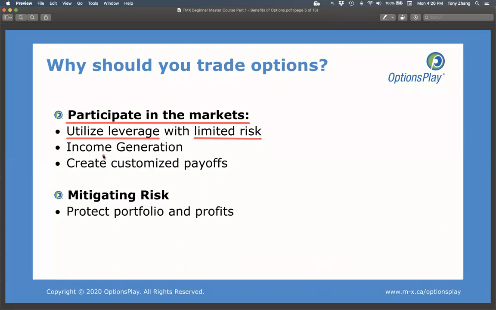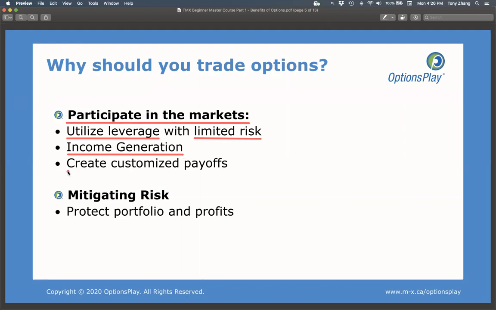The second reason, and this is actually the most popular strategy, is income generation. Many times users are attracted to options and learn about them, but the strategies that they actually implement the most in their portfolio are income generation strategies. So we're going to discuss some of those here today.